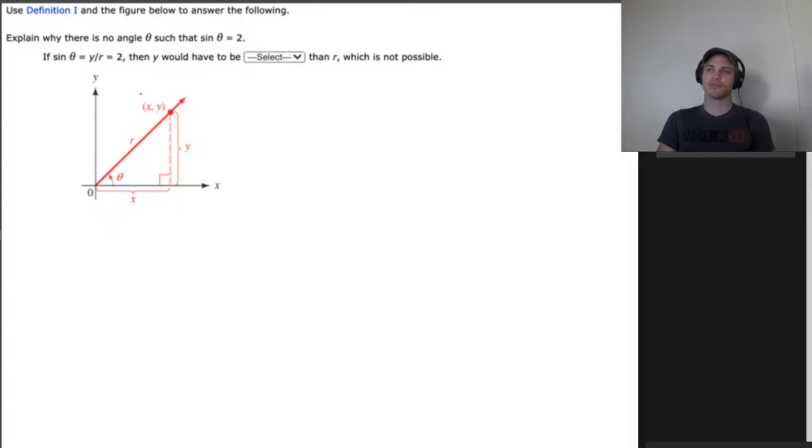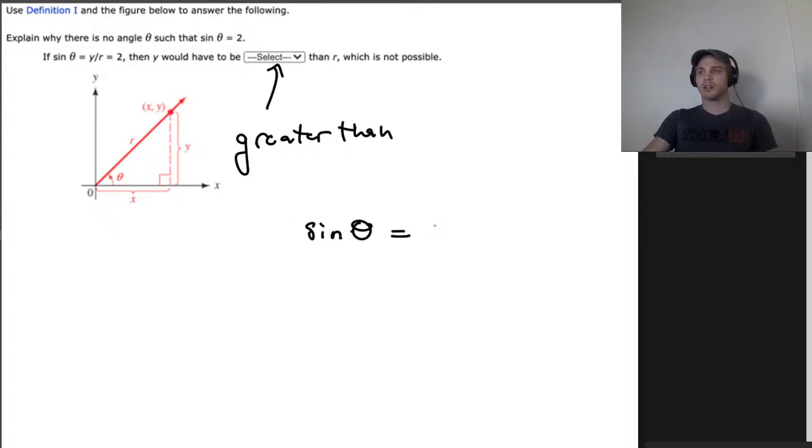That's interesting. If sine of theta equals y over r equals 2, then y would have to be blank than r, so greater than r, which is not possible. So I'm willing to bet that this is greater than. And let's think about why that is. So if sine of theta equals y over r, then this thing cannot be greater than 1, right? It can't be greater than 1.